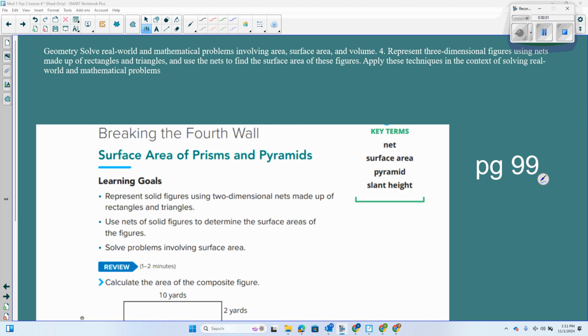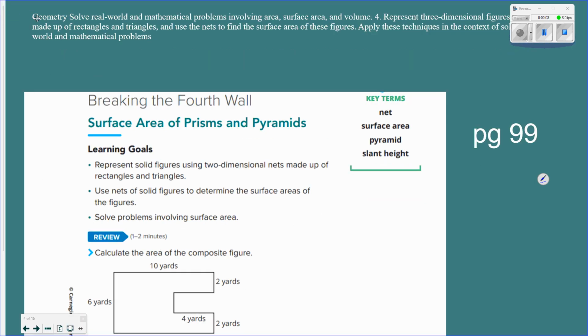Watching a 20-minute video that really covered a lot of what we're going to do today. And it all has to do with finding surface area by finding out nets, and we're going to be naming different types of figures. So that'll actually be our next lesson.